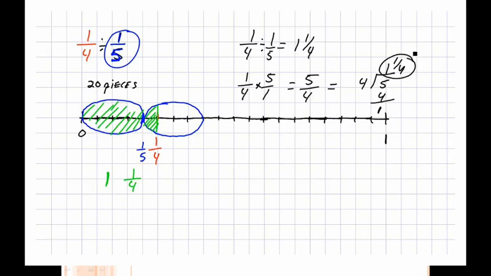Let's look at this with a unit fraction and a whole number. So this is the process. If you understand the process, if you understand how to break your number line up, and you understand how to draw your ovals, then it's pretty straightforward.